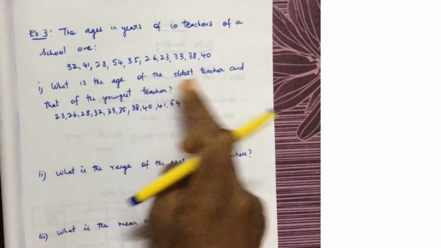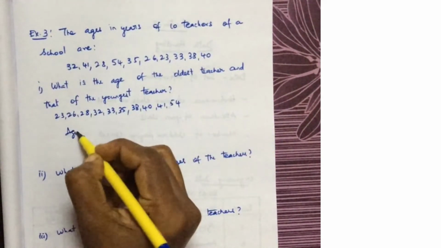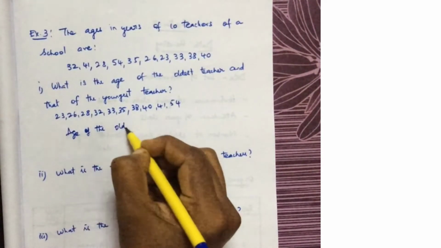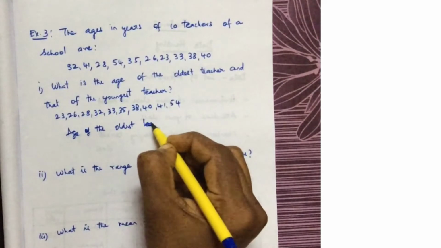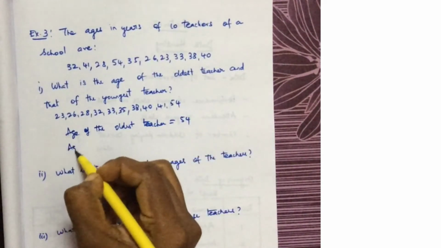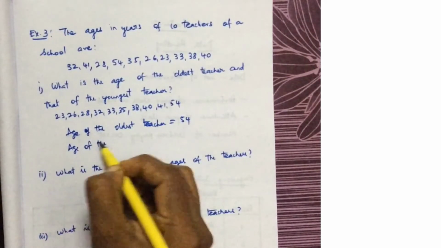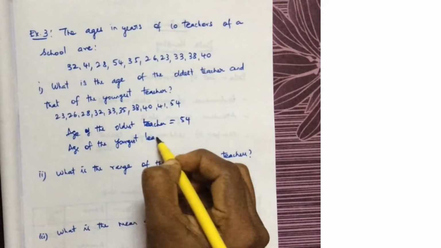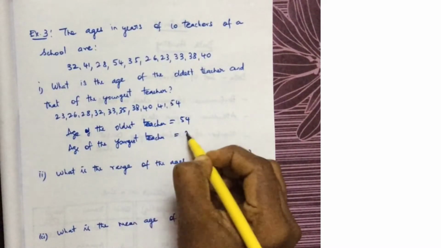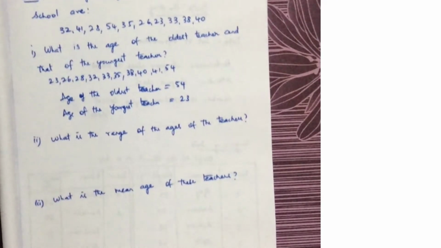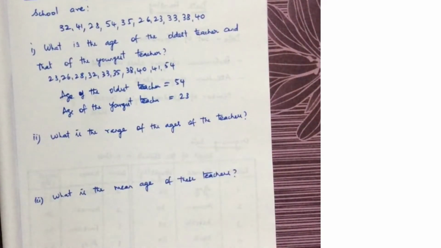So what is the age of the oldest teacher? Age of the oldest teacher, that is 54. Here the age of the youngest teacher is 23.